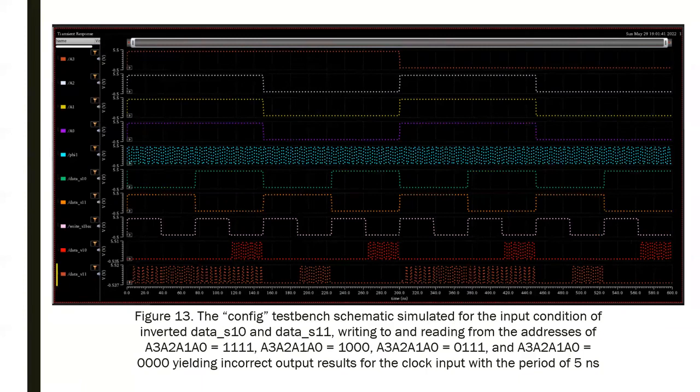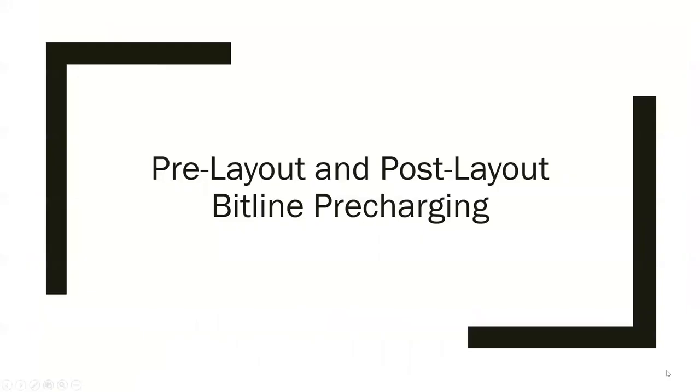And we have observed that at 5 nanoseconds, there are some problems with our read and write operations. We are getting some incorrect output results for the clock input with period of 5 nanoseconds, so we can say the minimum clock period of our system is not exactly 5 nanoseconds because we get incorrect output results at this frequency, but it is very close to 5 nanoseconds.